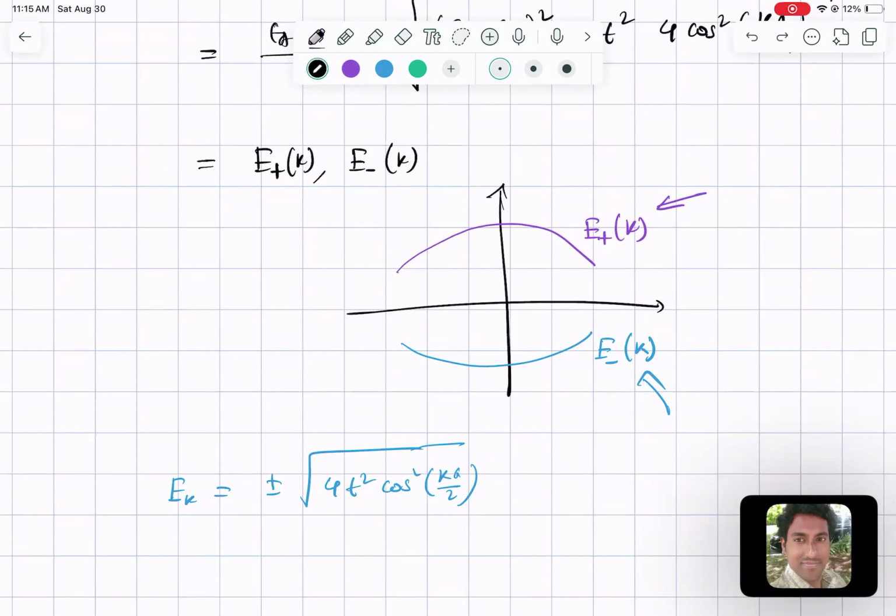Does this idea make sense, like using A and A dagger operators to get the bands? This idea is kind of the same in many models. Questions?